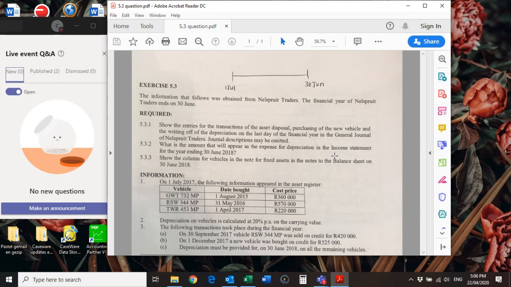Okay, so now it says that we have to do the asset disposal in a general journal, and also the purchasing of a new vehicle. So that's what our focus will be today. And then we need to also make sure that we write off all the depreciation. Then they also ask me what is the amount that will appear as an expense for depreciation. This is the exact same thing that will appear in the note.